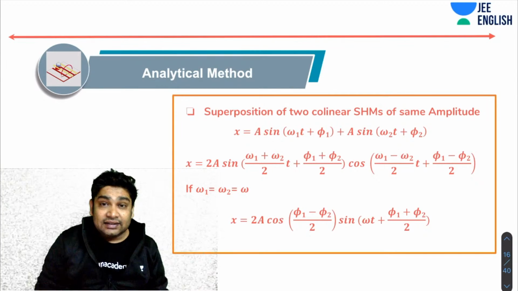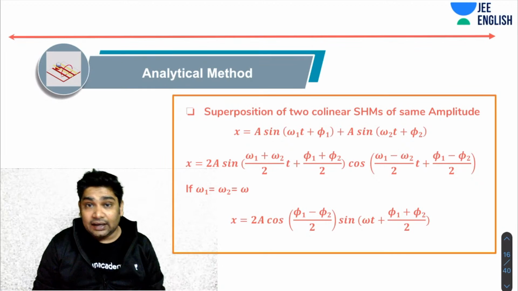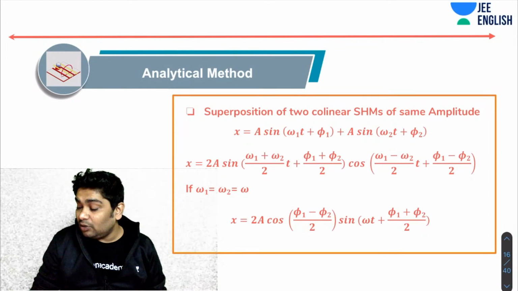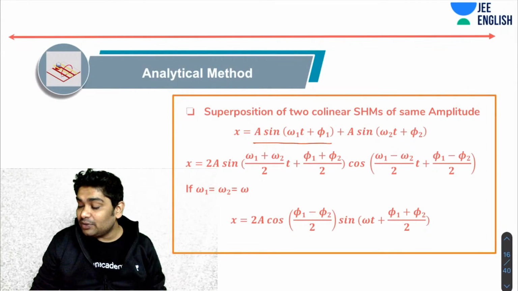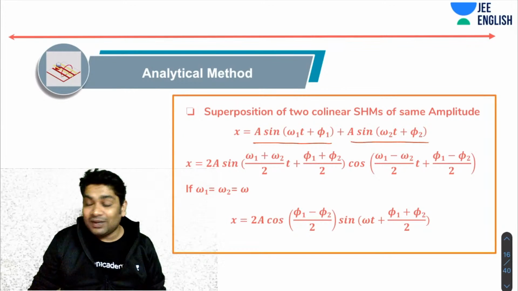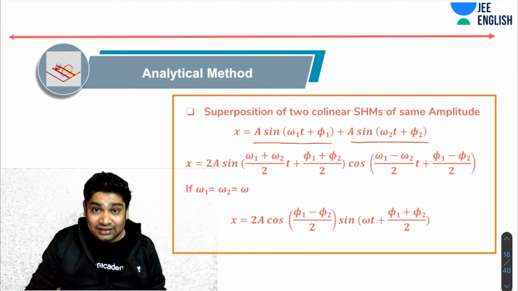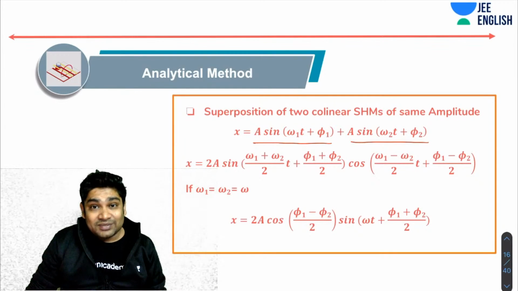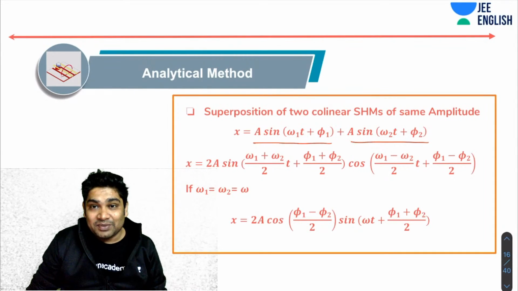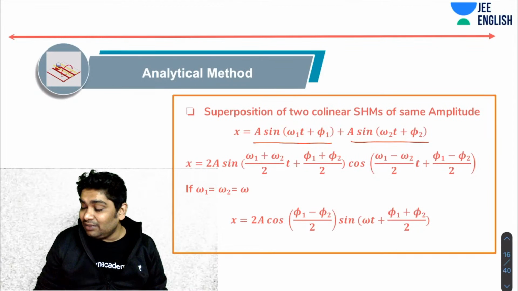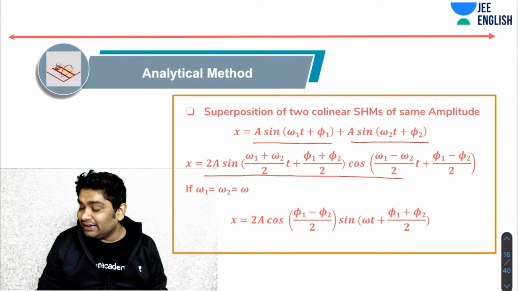Okay, so in the analytical method, I'm going to assume that the resultant motion is supposed to be the sum of two SHMs, one SHM represented by this equation, another SHM represented by this equation. Now, for the sake of simplicity, we have taken the amplitudes of the two SHMs as the same. Okay, so all you can do is apply the formula for sine A plus sine B. So that gives you 2 sine of (A plus B) by 2 into cos of (A minus B) by 2. So you realize the resultant motion is going to come like this.